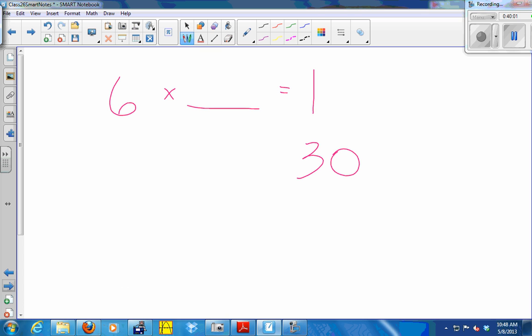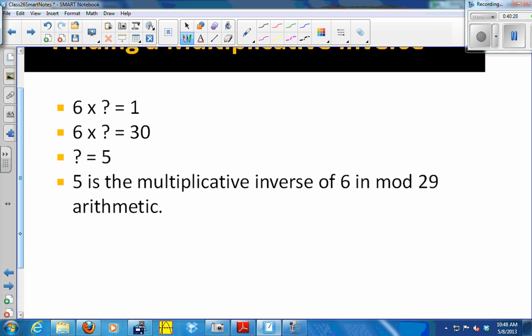So 30 in mod 29 arithmetic is equivalent to 1. Because take your 30, divide by 29, remainder is 1, right? So 30 and 1 are the same. So then you say, is there a number you can multiply 6 by to make a 30? Yeah, it would be 5. So if you encode using 6, you should decode using 5. So you say 6 times what is 1? Well, nothing, so come up with numbers that are equivalent to 1, in this case 30, and that number would have to be 5. So we say 5 is the multiplicative inverse of 6 if we're in mod 29 arithmetic.